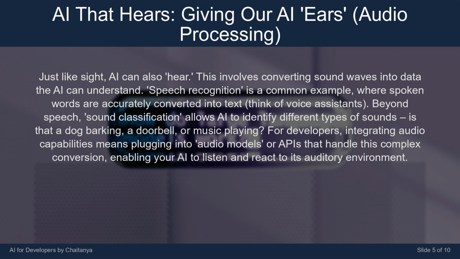Just like sight, AI can also hear. This involves converting sound waves into data the AI can understand. Speech recognition is a common example, where spoken words are accurately converted into text. Think of voice assistants. Beyond speech, sound classification allows AI to identify different types of sounds. Is that a dog barking, a doorbell, or music playing? For developers, integrating audio capabilities means plugging into audio models or APIs that handle this complex conversion, enabling your AI to listen and react to its auditory environment.